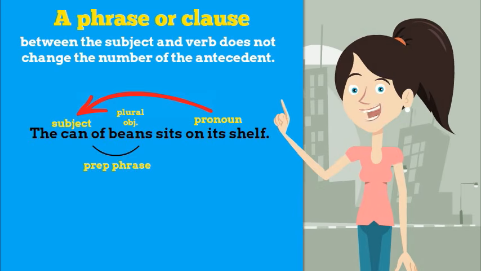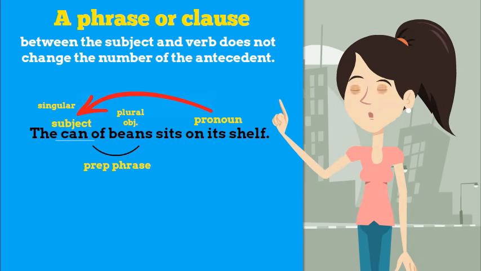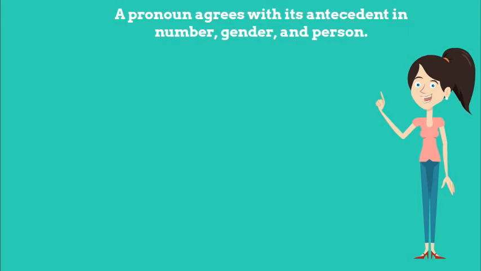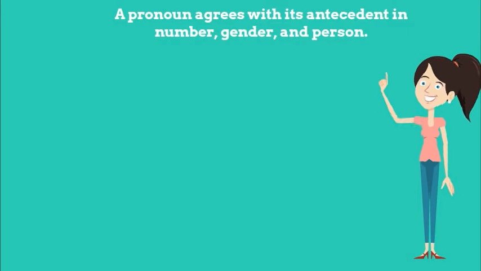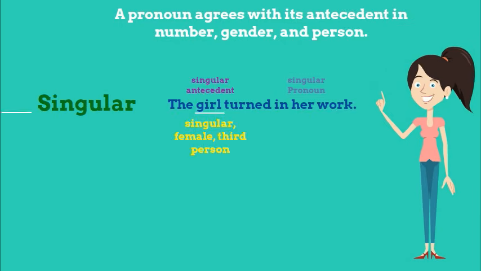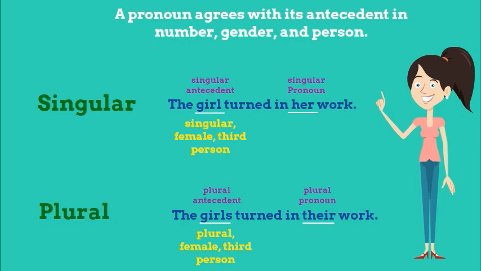So our subject is can. Can is singular. So we need a singular pronoun to replace it. So we're going to use its. A pronoun agrees with its antecedent in number, gender, and person. If the antecedent is singular, a singular pronoun is required. The plural antecedent requires a plural pronoun.